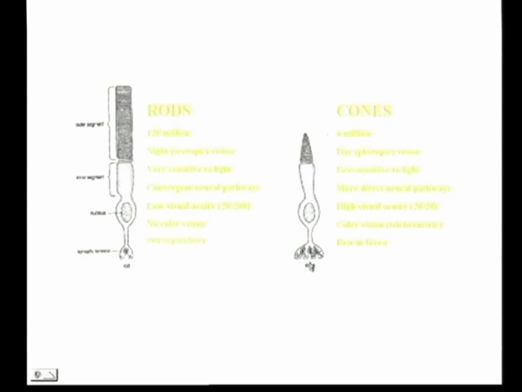The cones have pretty direct connections. So one cone would go to one bipolar. Rods, they're not. They're pretty sensitive, but they don't have direct connections. So lots of rods are going to converge on one bipolar. Again, rods you can't see color with. Cones you can see color with.